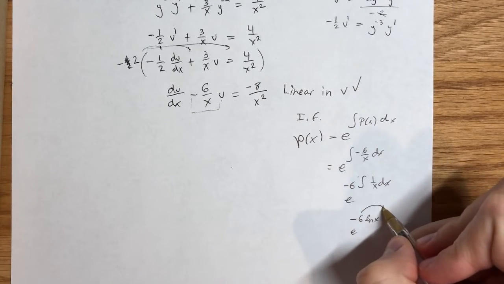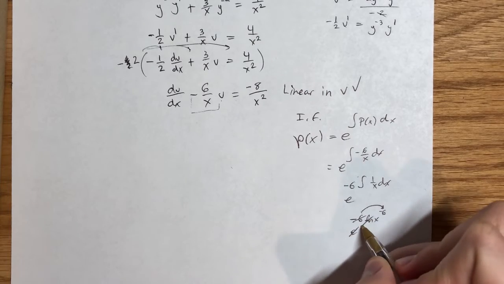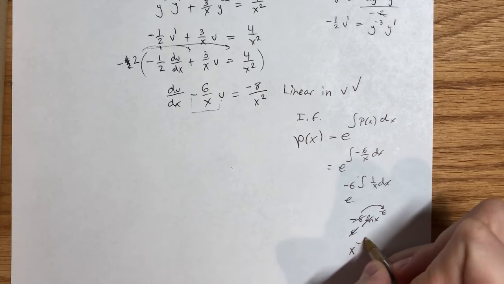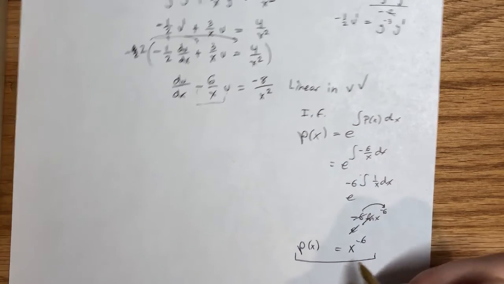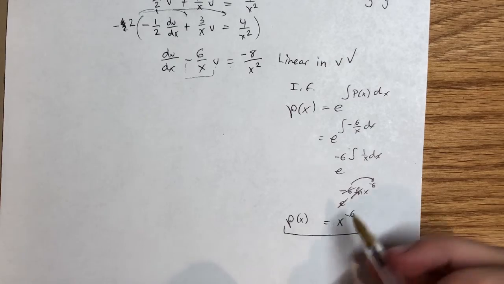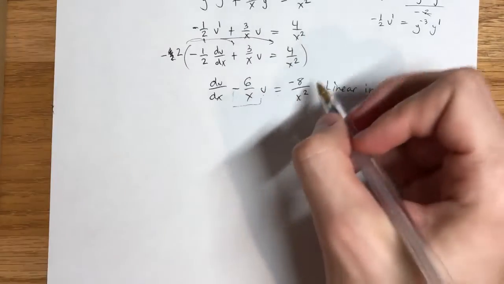And I want to move this negative 6 up to the top, because that's a logarithm rule. And then we can cancel the e and the natural log, which leaves us with x to the negative 6th is equal to rho of x. This is our simplified integrating factor. And now that we have that, we need to multiply our entire equation by this integrating factor.